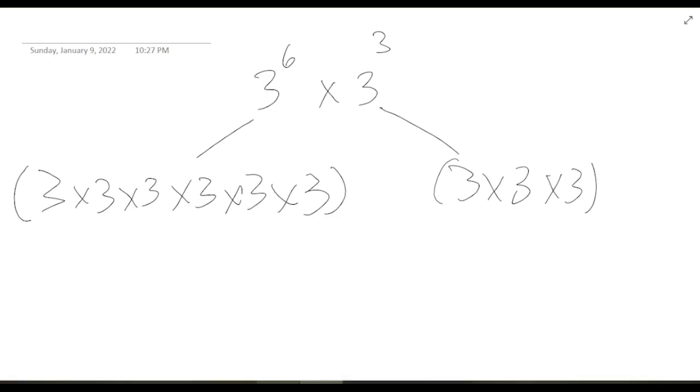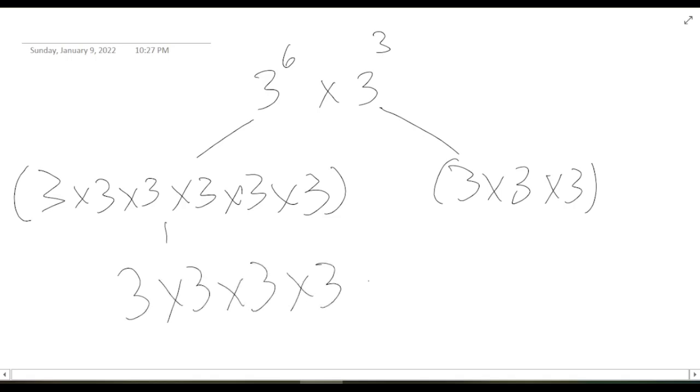All we did was we just took the exponent and we just wrote it long ways. So since we wrote it long ways, all we got to do is bring this down here. 3 times 3 times 3 times 3 times 3 times 3, and add on these extra 3's that we're multiplying.